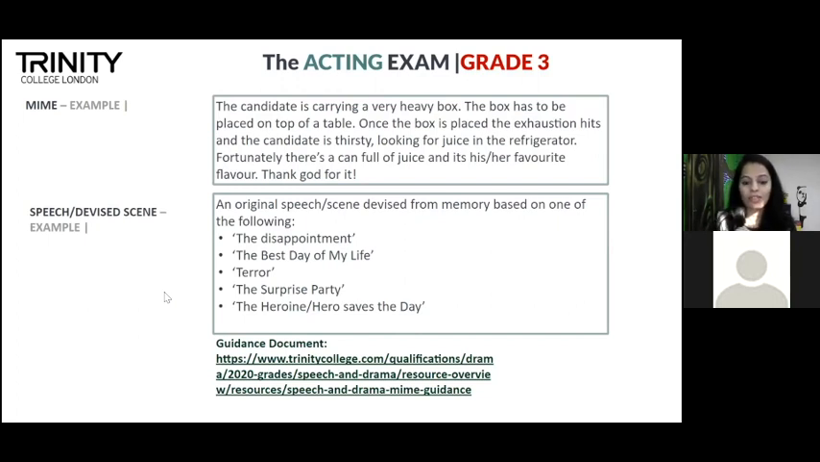So, for example, the disappointment can very well be being very hungry and trying to cook up something, but everything turns into a disaster. So it can be that, or it can be a speech about how last evening I tried to cook something, though I had never tried it before. I tried to cook because there was no one at home, and it turned into a disaster. So you see, it can be a scene or a speech devised or originally written by the candidate. This is where originality comes in.